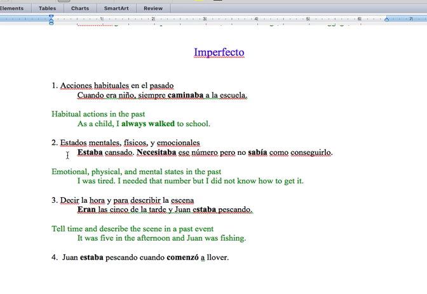For the imperfect, you have three main rules. We'll talk about this fourth one. This is like a mix. All right. Okay. So the three main rules of the imperfecto.